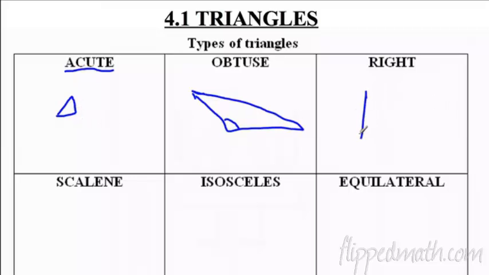How about a right angle? Sure, or a right triangle. It's just a triangle that has a right angle in it. Awesome. So our angles, we just made triangles out of them.